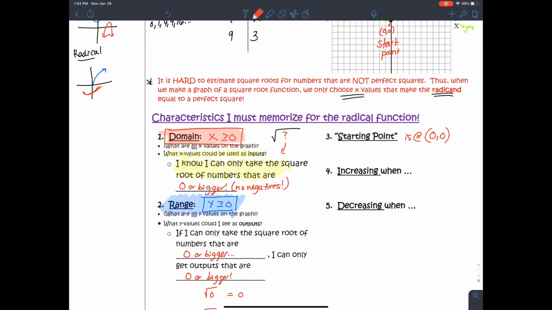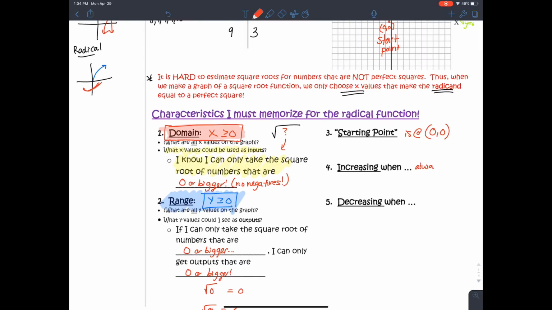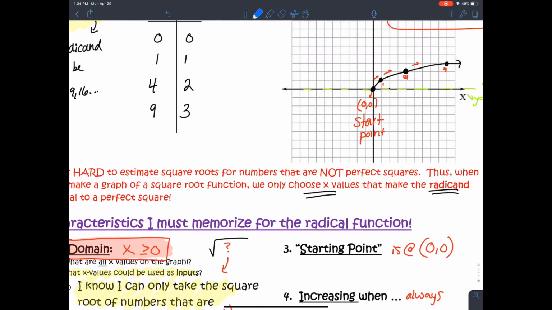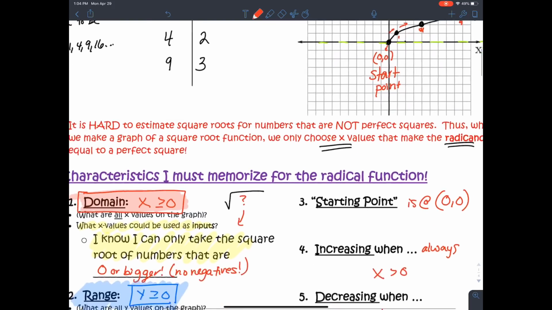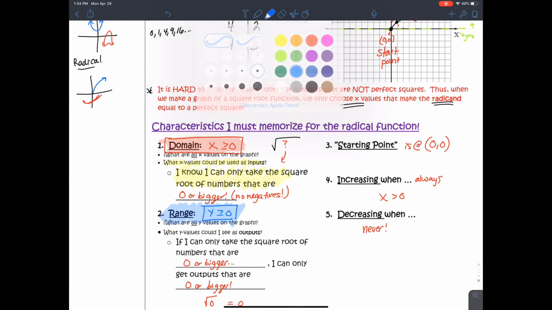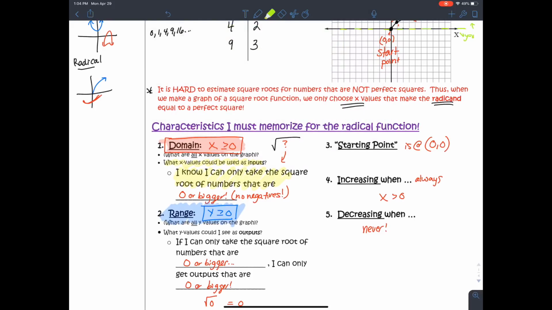Now, it's always increasing. In other words, it's going to be increasing whenever the x value that I choose is bigger than 0, and this graph is never decreasing. Again, we can see that if we were to pick a point on the curve and follow it, we're always just going up and up and up. So these facts you need to have memorized about the parent function: the domain, the range, the starting point, when it is increasing, and when it is decreasing.